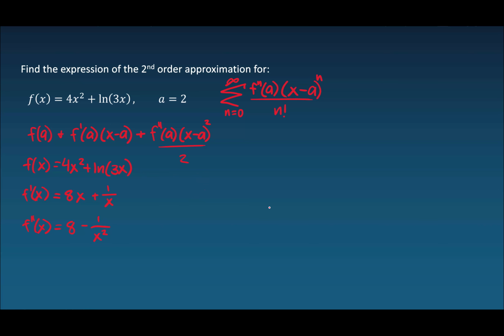Okay, but now notice we need f of all of these expressions evaluated at a. So that's what I'm going to do next, is plug in our a, which they gave us up here, a equals 2. That's what you're normally going to be given for a, except if it's a Maclaurin series, where a is going to be 0. So f of 2 equals 4 times 4, which is 16, plus ln of 6.